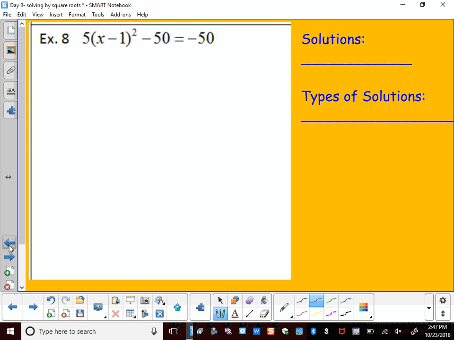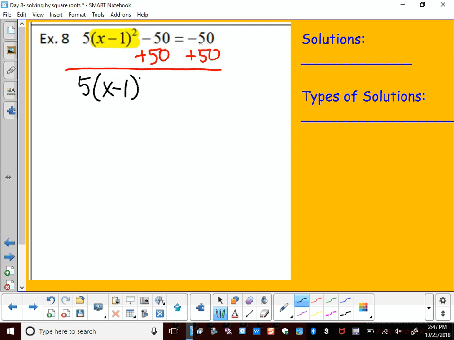All right, look at example 8. This is what I want by itself. You want your parentheses and your square by itself. Everything else has to go, right? So I'm going to add 50 first. And I'm left with 5 times x minus 1 squared is equal to 0.